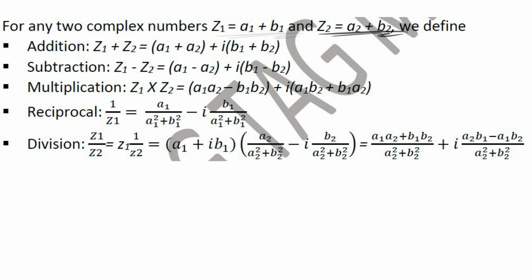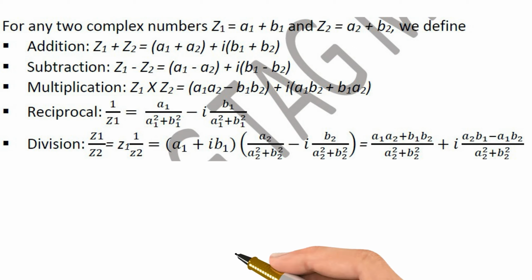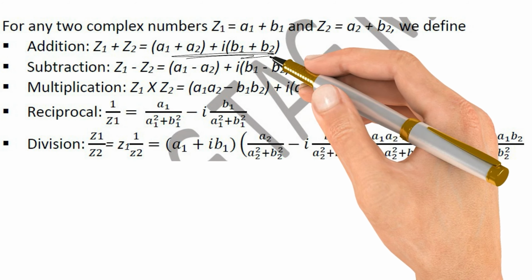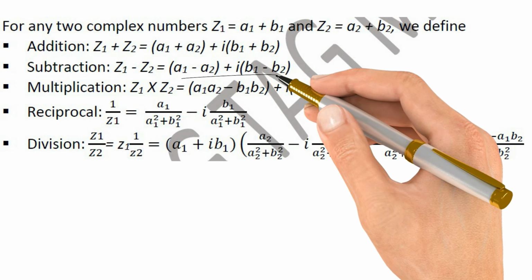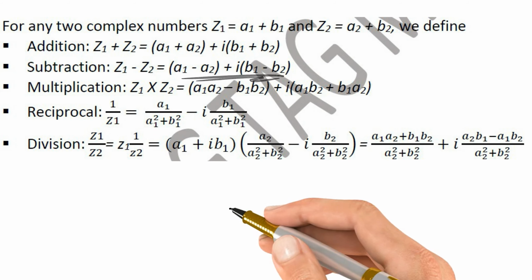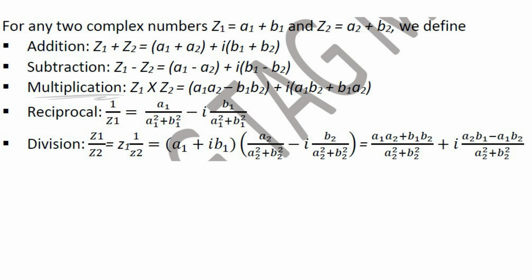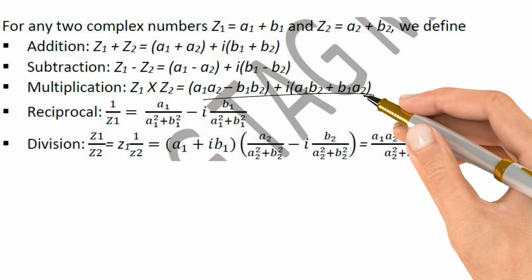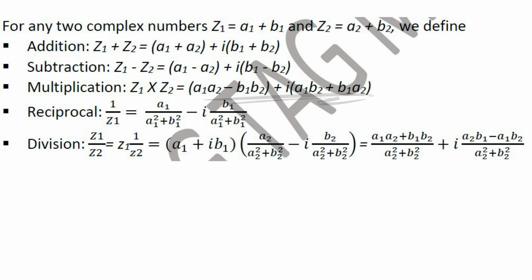Now for any two complex numbers z1 equals a1 plus i b1 and z2 equals a2 plus i b2, we define addition as z1 plus z2 equals a1 plus a2 plus i into b1 plus b2. For subtraction, z1 minus z2 equals a1 minus a2 plus i into b1 minus b2. For multiplication, z1 into z2 equals a1 a2 minus b1 b2 plus i into a1 b2 plus b1 a2.